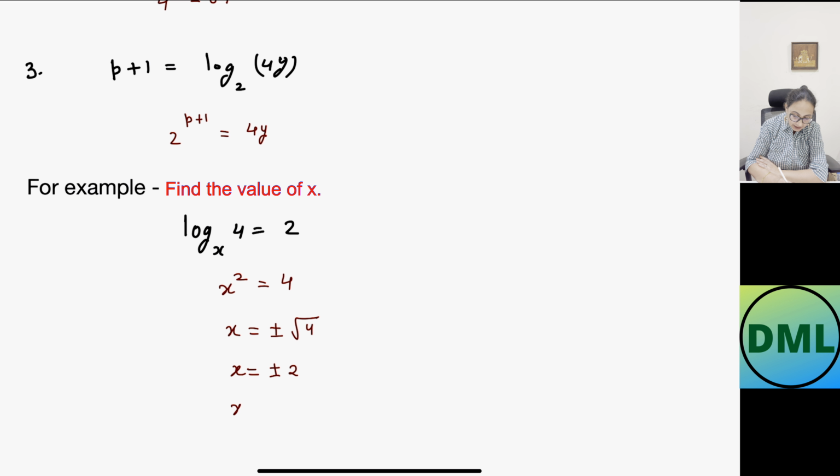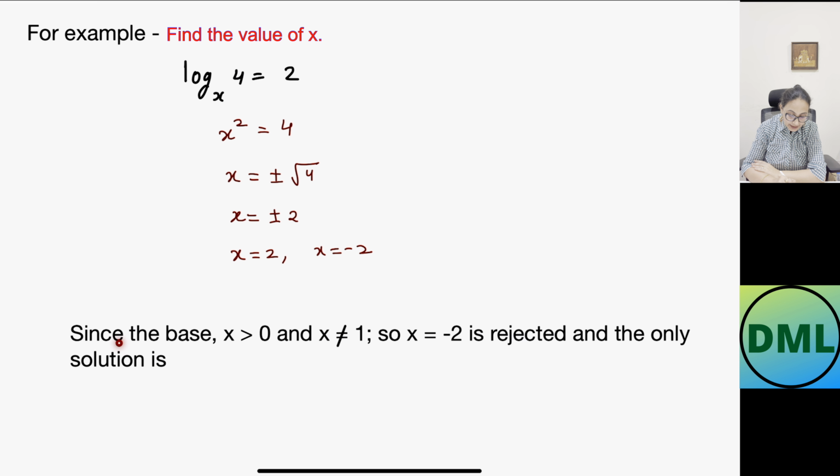If we look into the question here, x is in the base of the logarithm. We have learned that the base cannot be negative. So negative 2 is not possible here. So we can reject this answer and my only answer will be x is equal to 2 here. Since the base x is greater than 0 and cannot be equal to 1, x cannot be negative 2 and it should be rejected. So my only answer will be written as x is equal to 2. That will be your answer.